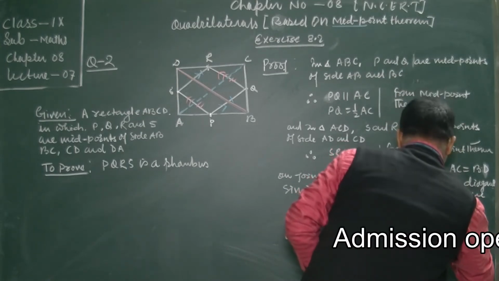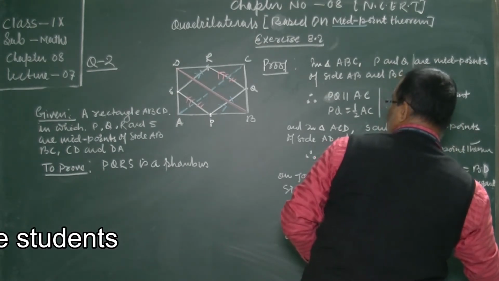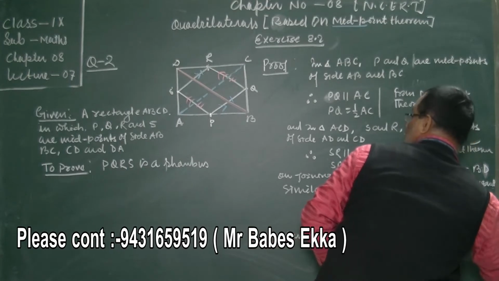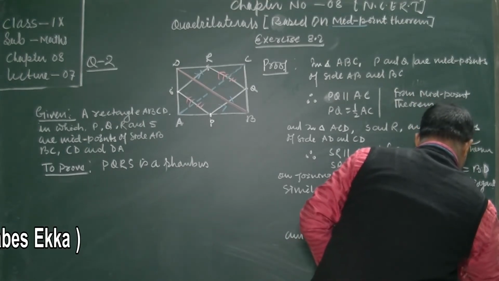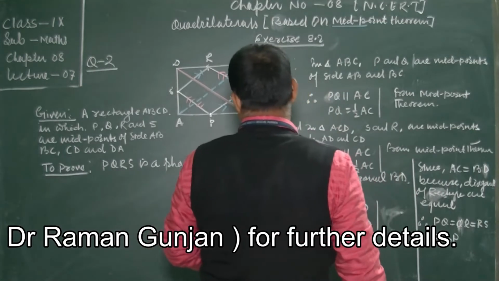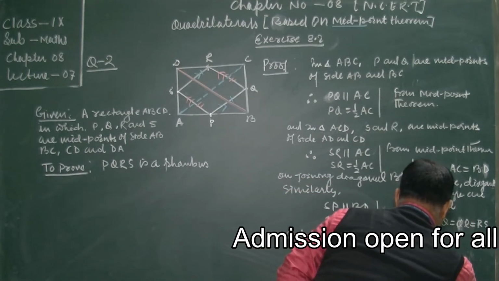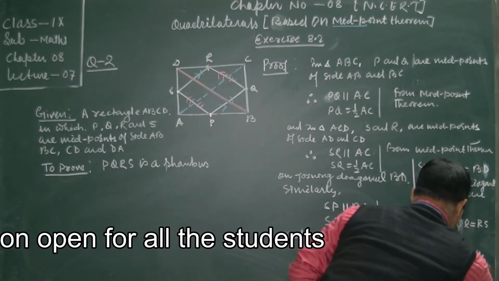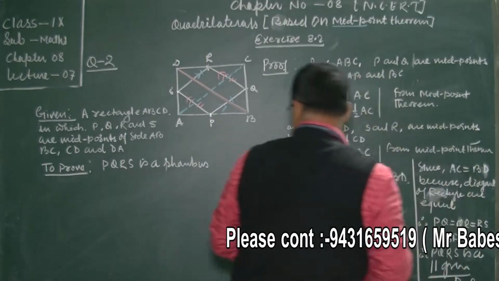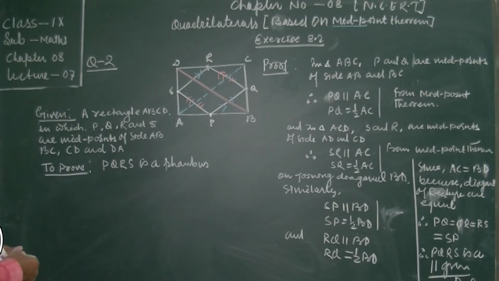Therefore PQ equal to QR equal to RS equal to SP. All sides are equal and parallel. Therefore, PQRS is a parallelogram. Proved. Opposite sides are equal and parallel. Therefore, we can conclude that PQRS is a parallelogram.